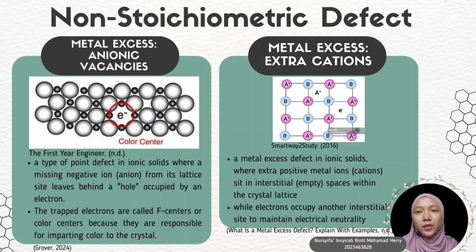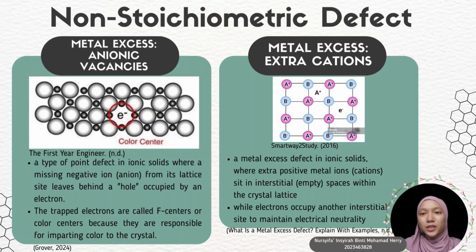Next, I will talk about one of the non-stoichiometric defects, which is metal excess. Firstly, I will explain about anionic vacancies. Anionic vacancy is where an ionic solid has a defect, where an anion is missing from its lattice site, leaving a hole occupied by an electron. The trapped electrons are known as F centers and color centers because they are responsible for imparting colors to the crystal.